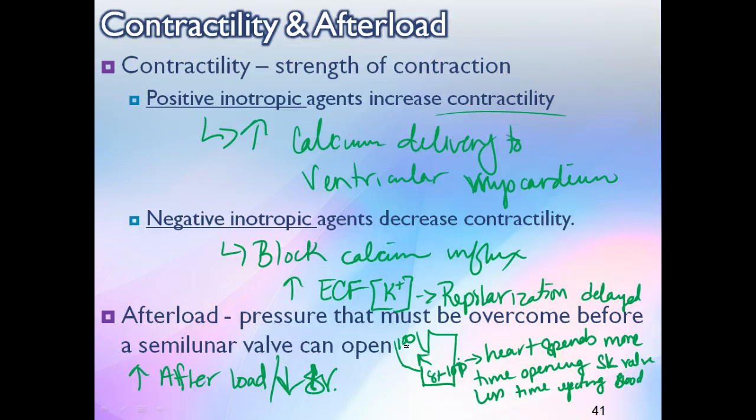Now, in this case, we're talking about hypertension as being the reason why the semilunar valve is hard to open. But there are other reasons why that could be the case, including valve stenosis, which is when the valve is hardened. If that valve is hardened, it doesn't want to open as easily, and that will also increase afterload.